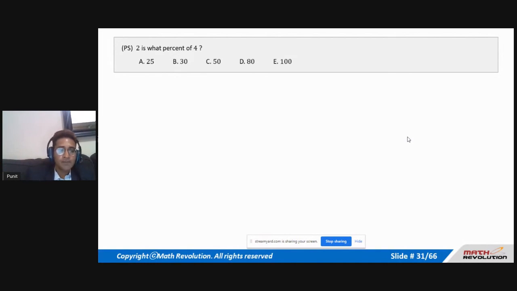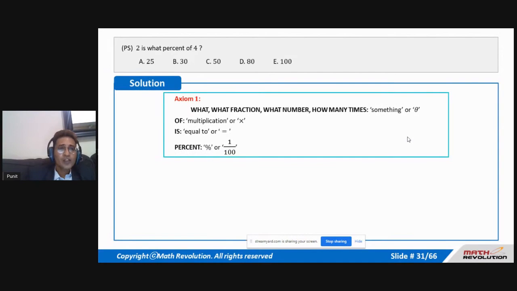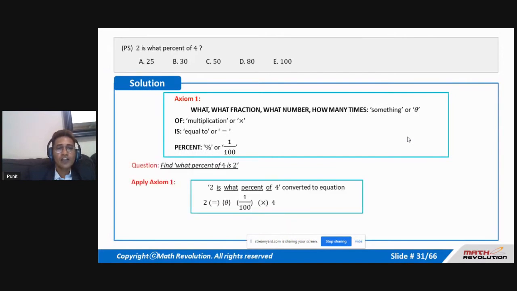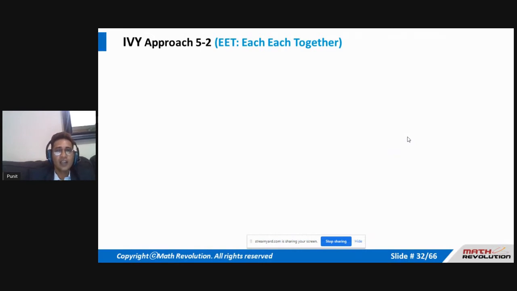Okay, going ahead with this, it's axiom 1 based. 2 is what percent of 4? So we need to find 2 is what percent. So 2 equals theta over 100 times 4. That becomes 50. The reason behind putting this question was just to tell you that never ever say that the question was easy and I was able to manage it. No, you know it, and this is why the question became easy. In other words, no question would be difficult for you. So just be focused, don't rush. It's not that difficult to crack the quant.